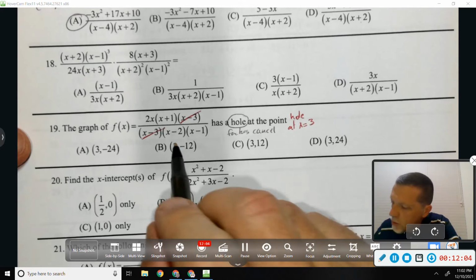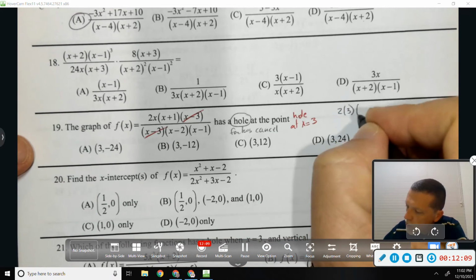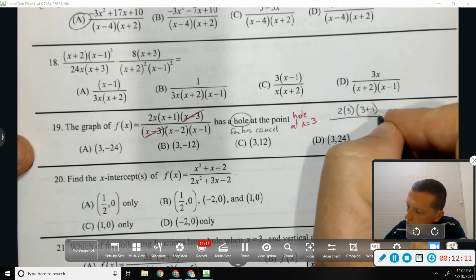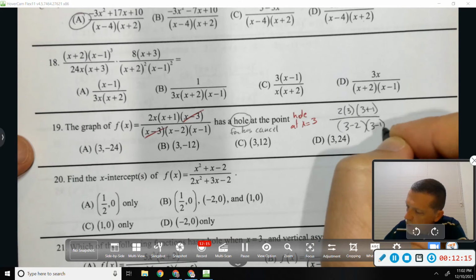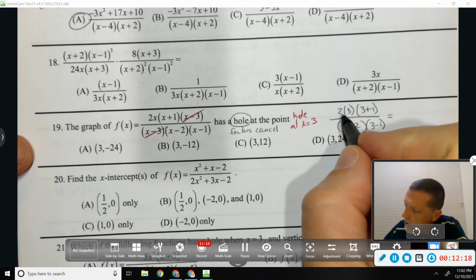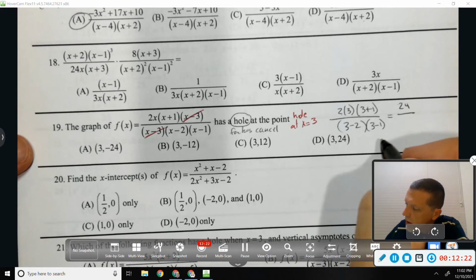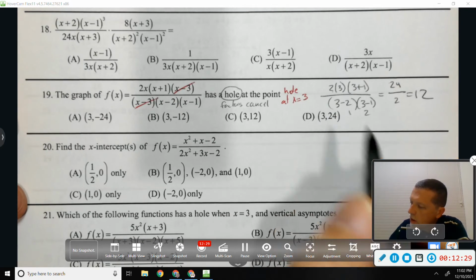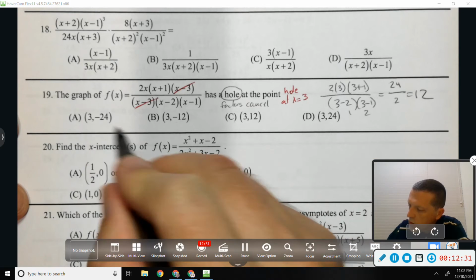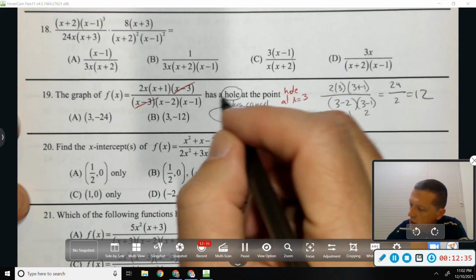But to find the location of the hole, I'll plug 3 in to what's left. 2 times 3, 3 plus 1, over 3 minus 2, 3 minus 1. 6 times 4 is 24. And then in the bottom, 1 times 2 is 2. 24 divided by 2 is 12. So the location of the hole is x equals 3. The y location of the hole is 12, so 3, 12, number C.